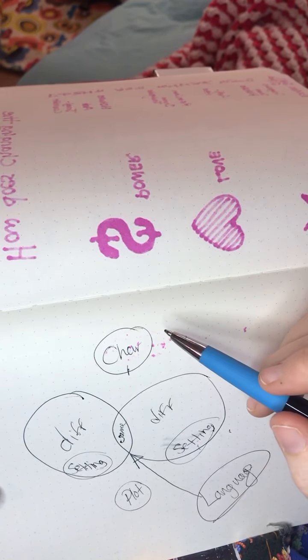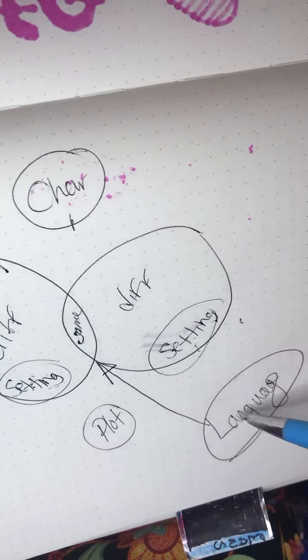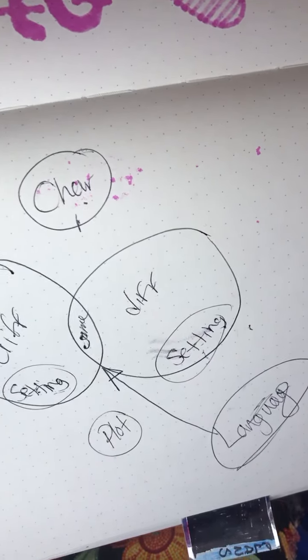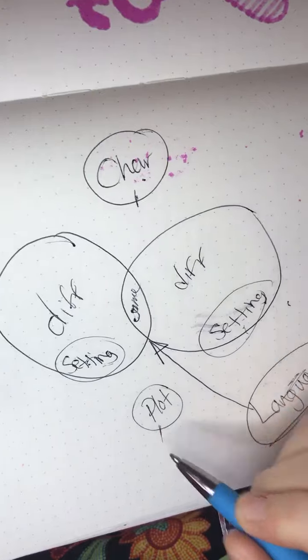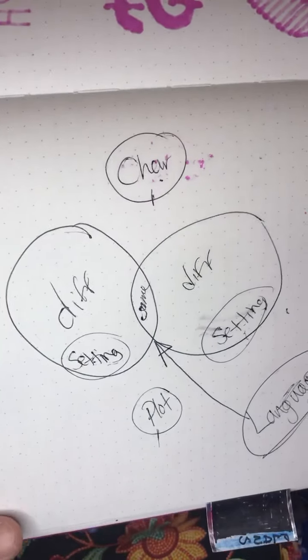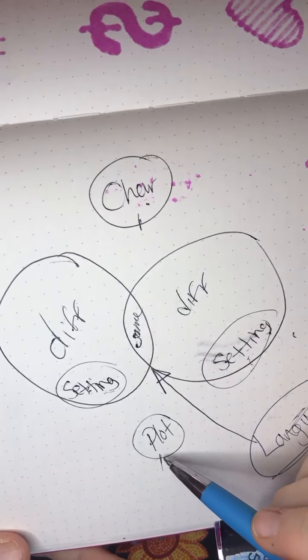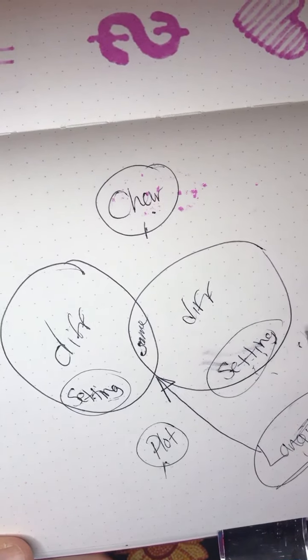Because some of them, like the 10 Things I Hate About You movie, do change the language and change the characters because they make it into a feminist retelling. But the basic plot is the same. And in some of them, they've moved the plot around, but mainly it's about the setting. How are the settings different?